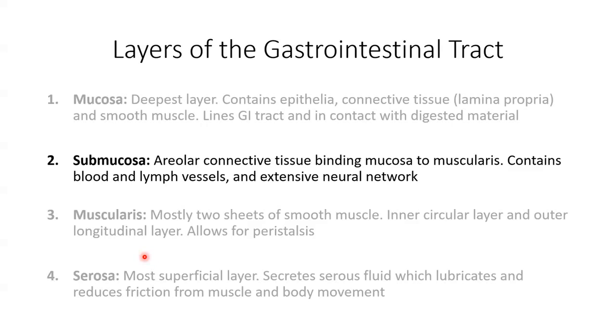Also located in the submucosa is a plexus of nerves known as the submucosal plexus. And these help control the release of digestive enzymes and secretions from both endocrine and exocrine glands, as well as the transmission of sensory information from the gut.